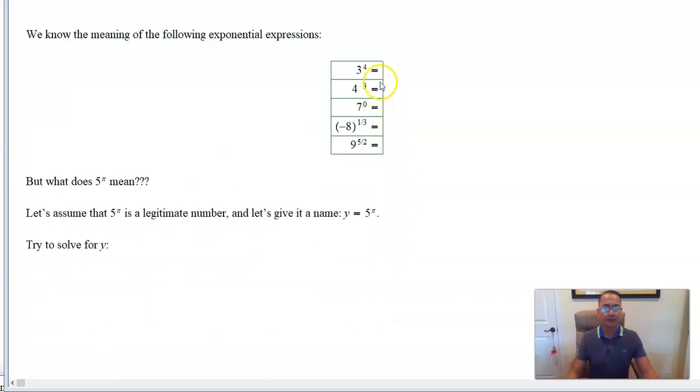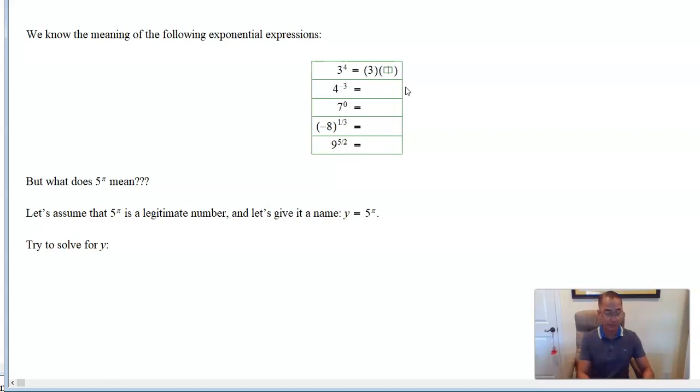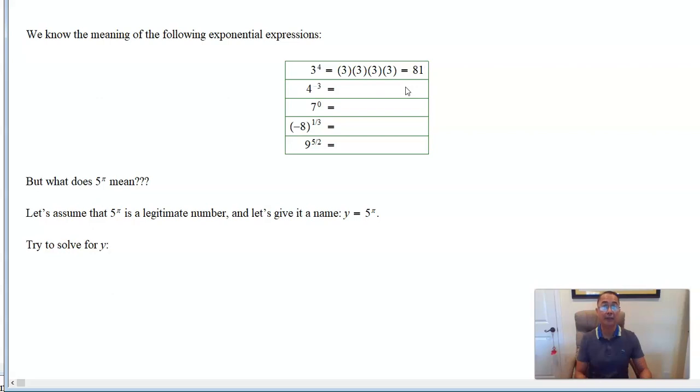Okay, so as a warm-up, let's take a look at these exponential expressions. Okay, we know what all of them mean. Okay, so let's review. What does 3 to the 4th power mean? Okay, so it means that you multiply 3 to itself 4 times. 3 times 3 times 3 times 3. So that is 9 times 9, which is, of course, 81.